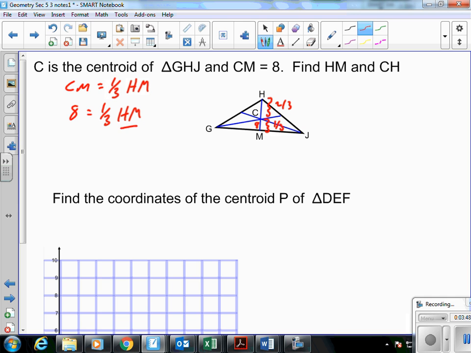So to solve for HM, we would divide by 1/3, and when we divide by a fraction, that's the same thing as multiplying by its reciprocal, which would be 3/1, which is the same thing as just multiplying by 3. So 3 times 8, or 24, is going to be the length of HM.